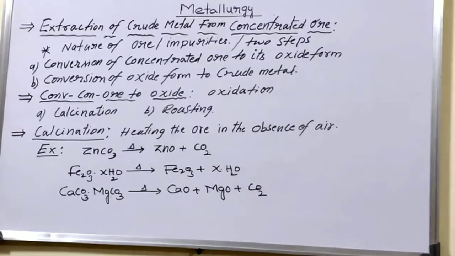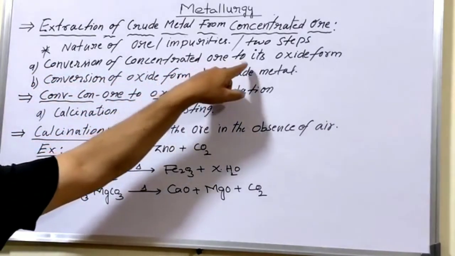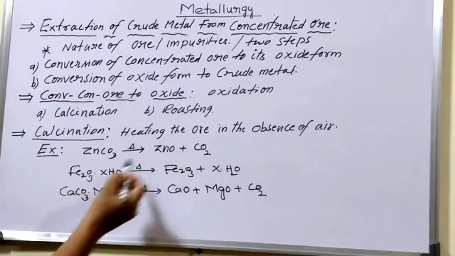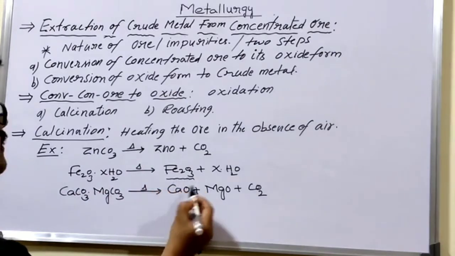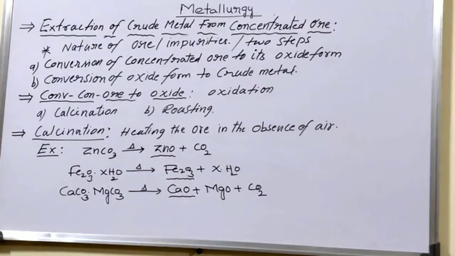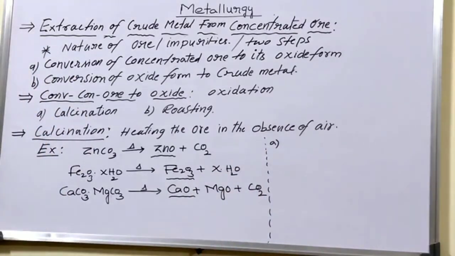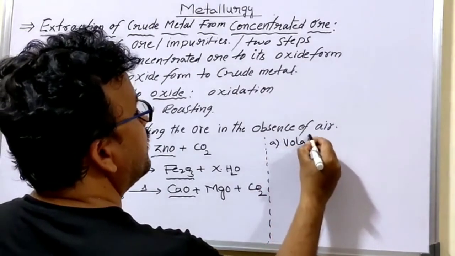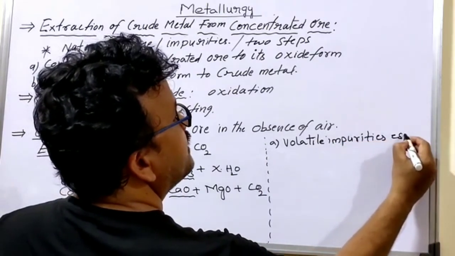Like this, in the absence of air, we are heating the concentrated ore. Then you are getting the respective oxides. So this is the step here. Conversion of concentrated ore to its oxide form. Zinc carbonate converted to zinc oxide, hydrated ferric oxide converted to ferric oxide, and dolomite carbonate form converted into oxide form. During this method, the change that takes place is that volatile impurities escape.